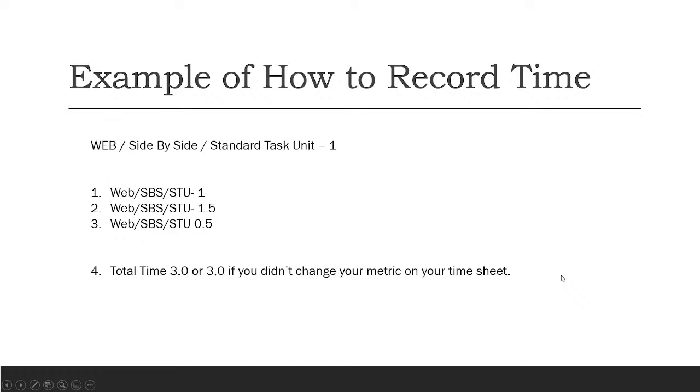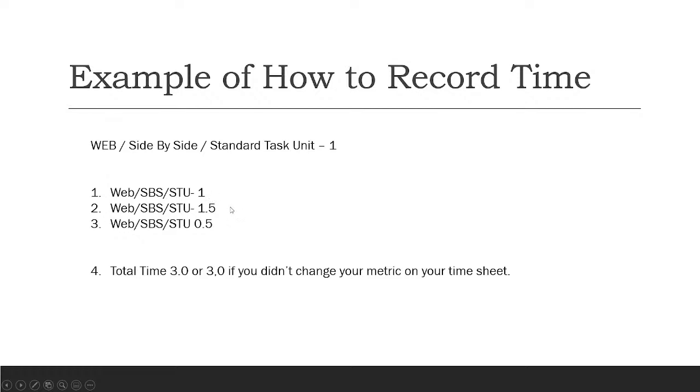So an example of how to record time. You sit down for the day, you log into Rater. You hit Acquire if available. This is what you're going to see in the upper left hand corner: web slash side by side slash standard task unit is 1. So this particular task is going to take you 1 minute. Like I said, if it takes you 2, you can only record 1. Here's an example of how I will record it. I would mark number 1, web slash SBS, side by side, slash STU. That's the standard task unit. I've completed that task. That's 1 minute.